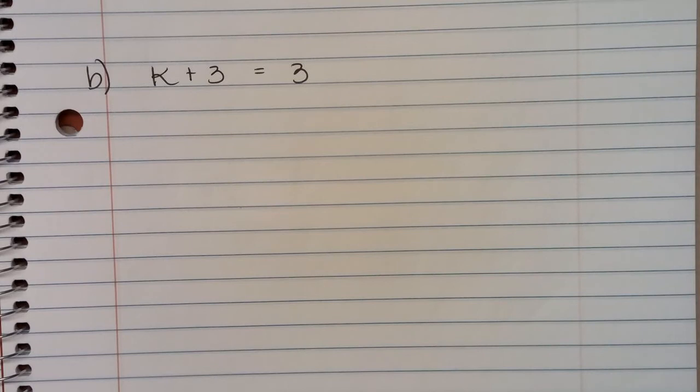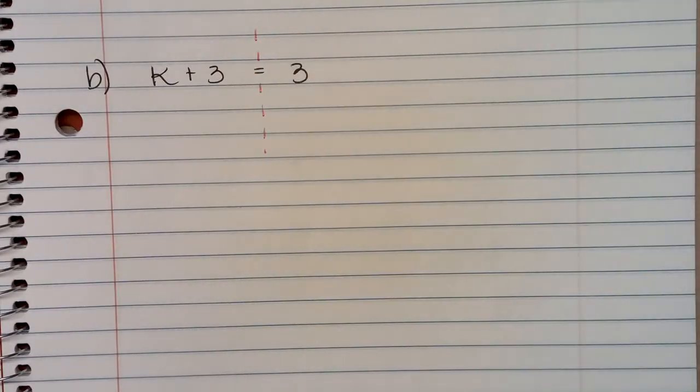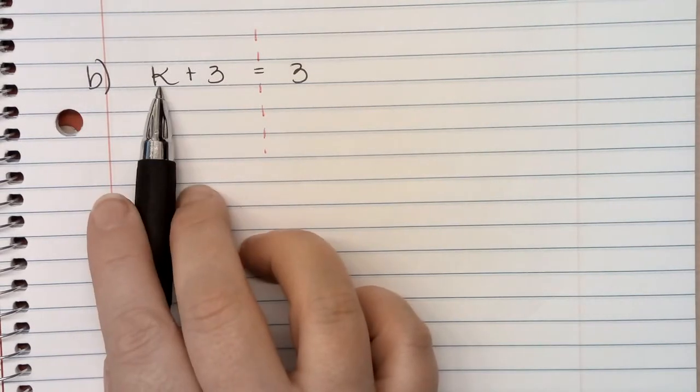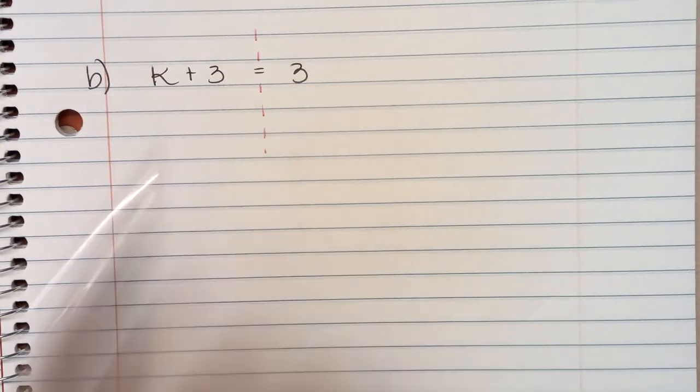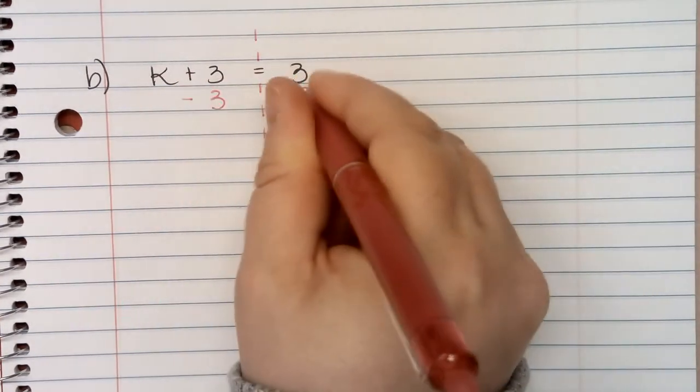I have k plus 3 equals 3. All right, I'm going to make my little train tracks. All right, k plus 3. So if I want k by itself and there's this plus 3 here, I know that I need to minus 3 from both sides of my equation.